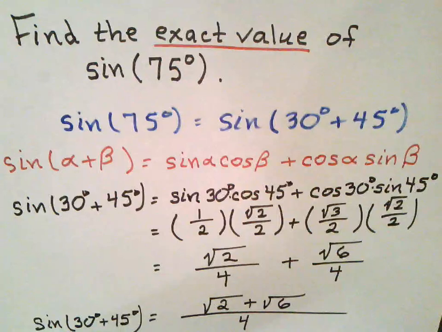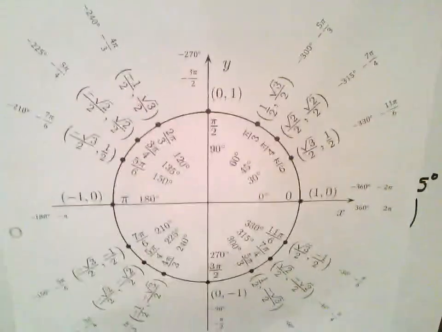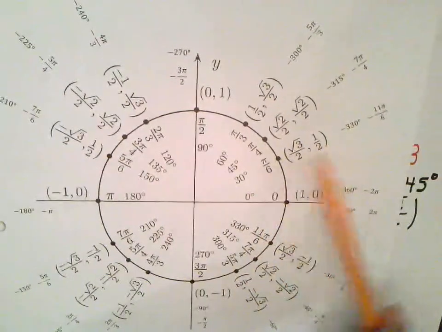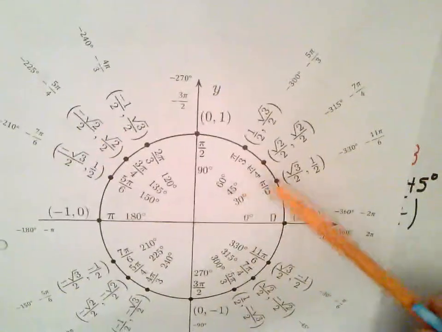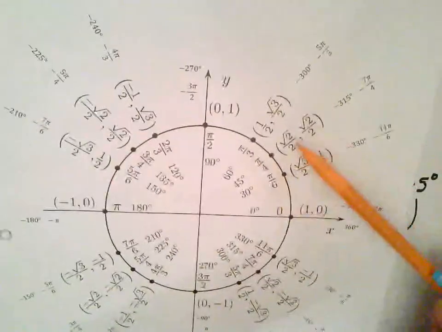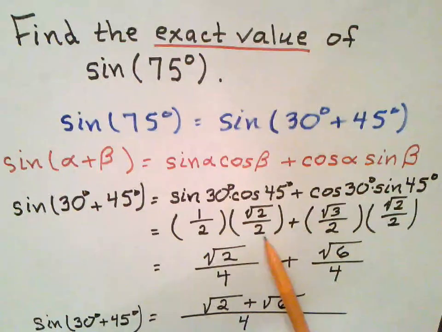Then you go to your unit circle, and you're going to find 30 degrees. So here we are, 30 degrees. And let me turn it so you can see it. The sine of 30 degrees you see is a half, which is a y-coordinate, which is what I have here. I go to 45 degrees, it's in the first quadrant here. And our cosine, you see, is what? Square root of 2 over 2, which is what I have here.